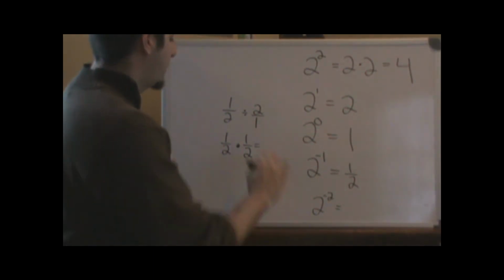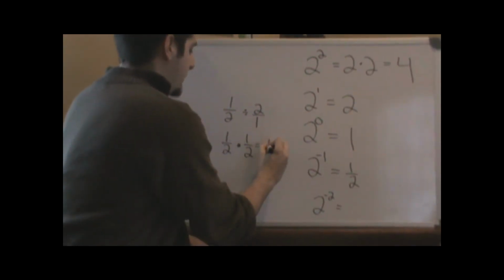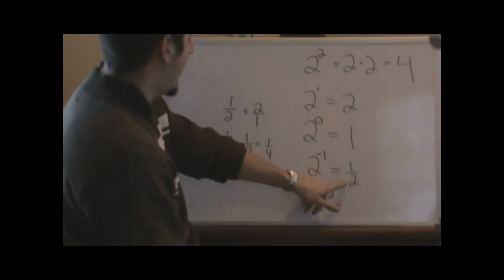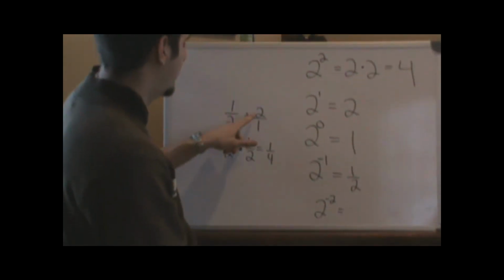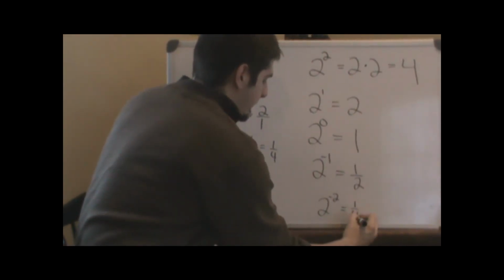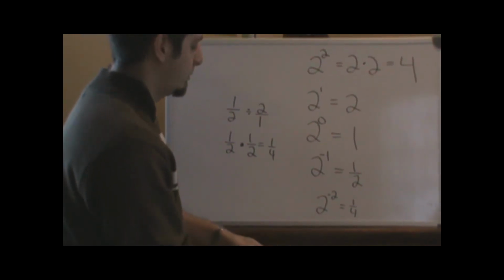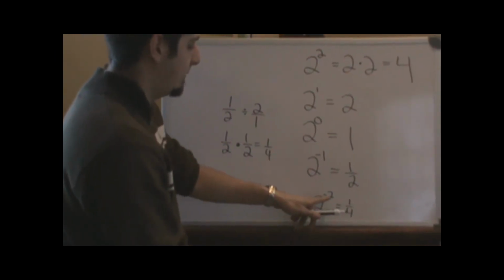And to multiply fractions, you just go straight across. So 1 times 1 is 1, 2 times 2 is 4. So if we take 1/2 and divide it by 2, we get 1/4. So 2 to the negative 2 power is 1/4.